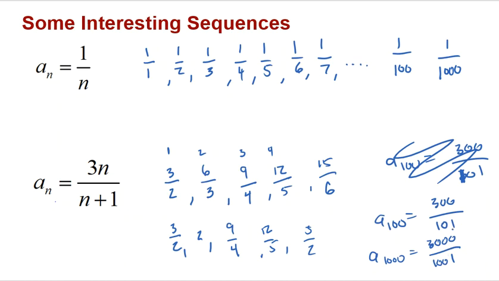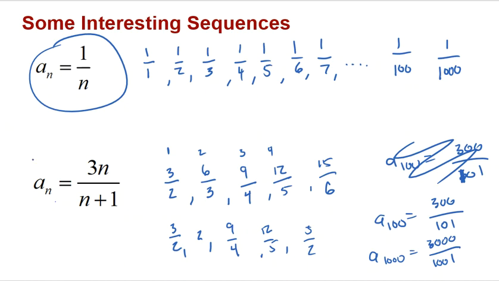So if you look at the 100th term, it is 300 divided by 101. That's like 2.97. If you look at the 1,000th term, that's 3,000 divided by 1,001, and that is 2.99. So again, this top one here would converge on 0. We saw that as the sequence continues on, my fractions are getting smaller and smaller and smaller, closer and closer to 0. For this one, I'm recognizing that I'm getting closer and closer to 3.